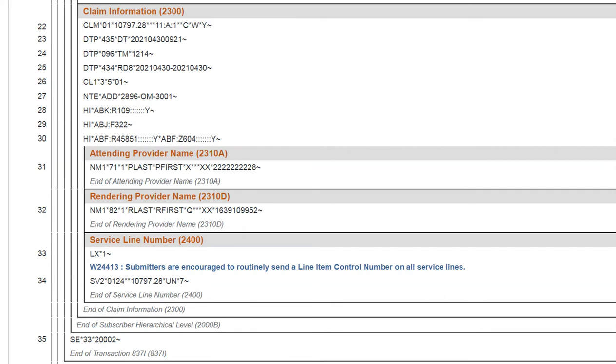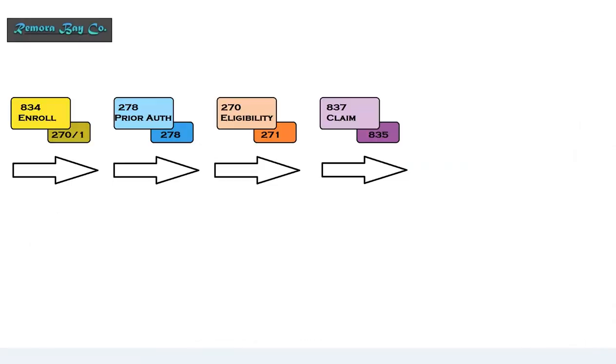You can note that if it was a professional claim, it would be SV1. Institutional is SV2. And for dental service lines, they use an SV3. I'm going to go over also some of the definitions, I guess you would say, of an encounter. I think it might be helpful. So we'll get into that briefly.